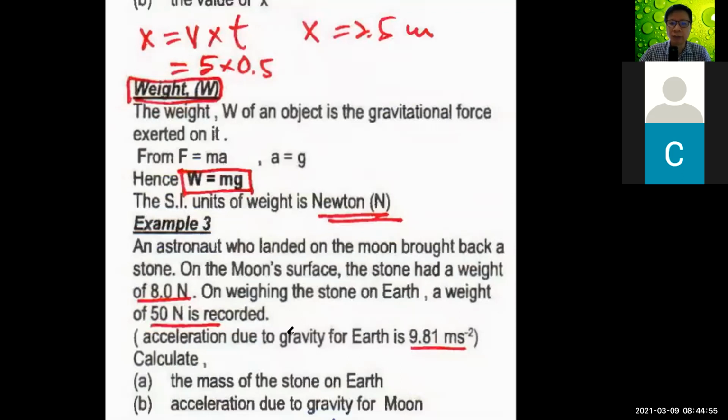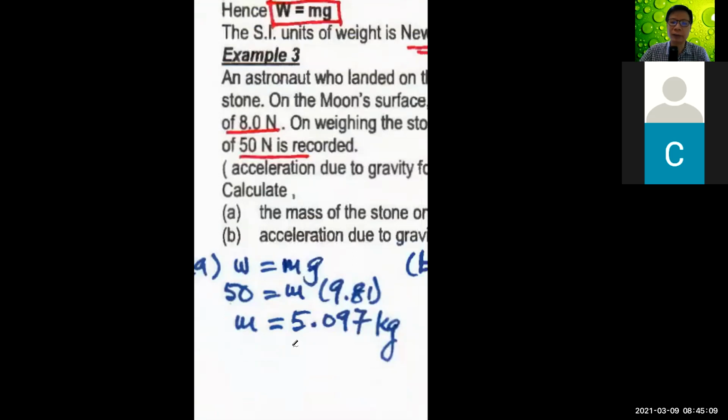Okay, so if given the acceleration due to gravity is 9.81, so we have to use 9.81 instead of 10. Okay, first find the mass of the stone on Earth. How to find the mass? To find the mass, only one formula you learn, use this formula. W equal to mg. W is 50 Newton. When it comes back to the Earth, the weight is 50 Newton. You find the mass. Gravity, you take 9.81. It's given in the question, so use that. So the mass is 5.097 kilogram. This is the mass of the stone.